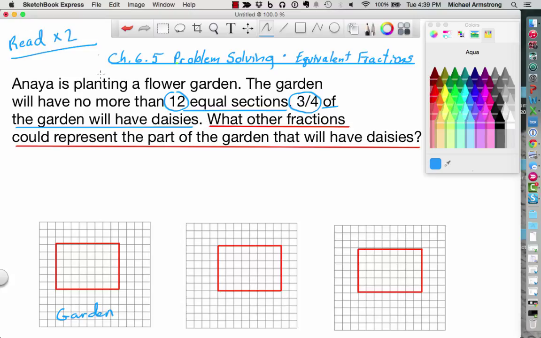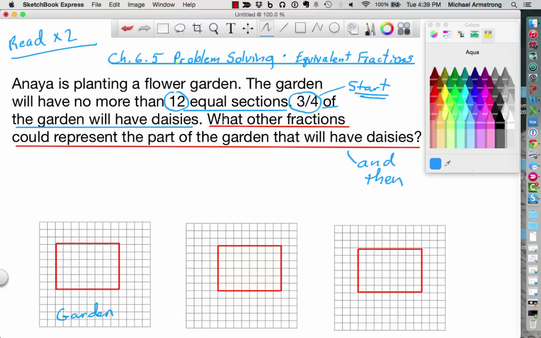Let's read it that second time just to make sure that we understand it. Anya is planting a flower garden. The garden will have no more than 12 equal sections. Now there are more than 12 little squares in here, but we have to cut it up. 3/4 of the garden will have daisies. Let's start with 3/4. That's a good place to start. And then we have to figure out what other fractions could represent the part of the garden that will have daisies.